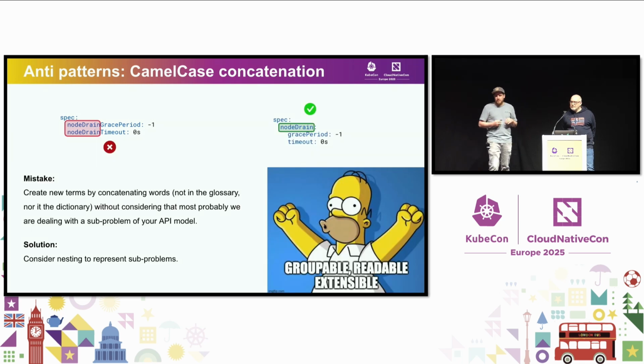What we should have done instead is think about embedding extensibility. If we had added a node drain field which contains the grace period, we could easily expand and evolve by adding a timeout field or others later. So consider using nesting to be extensible. There are other examples where a glossary, for example, helps you, like thinking about not using a Boolean, but maybe using an enum instead, because you maybe want to have different meanings later on.